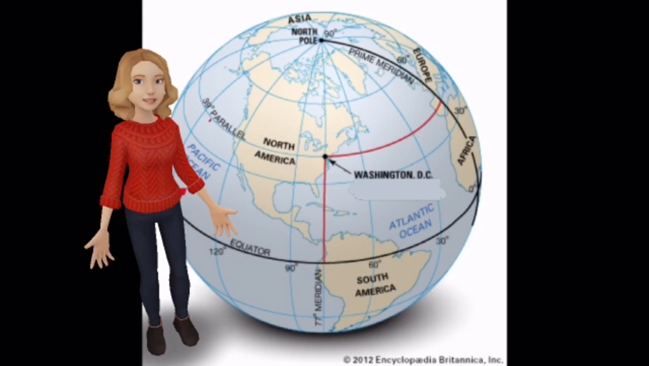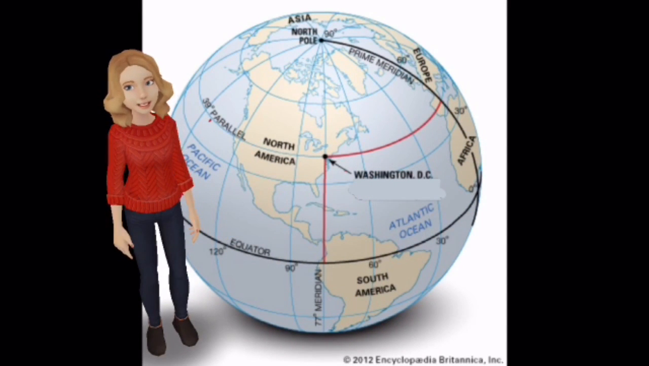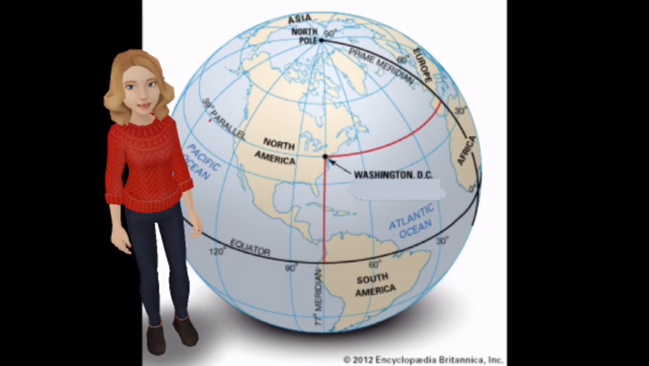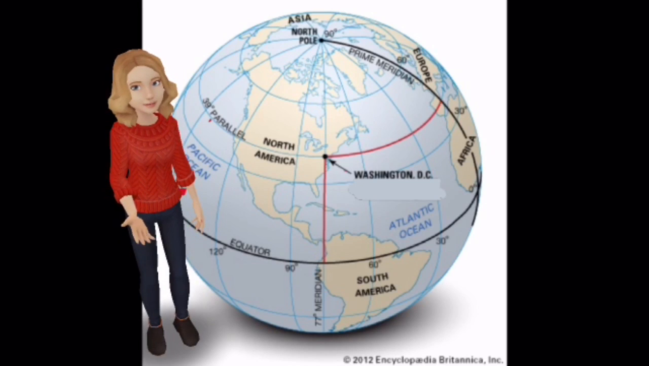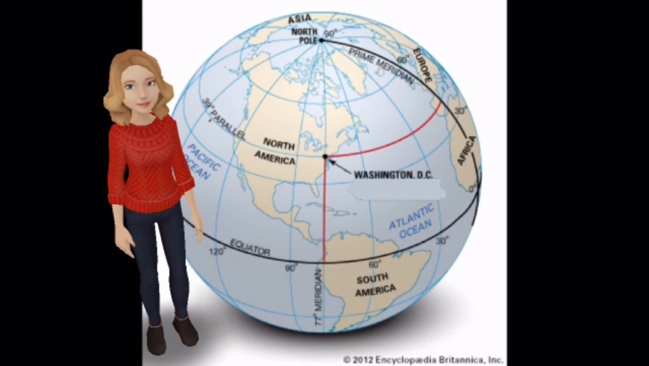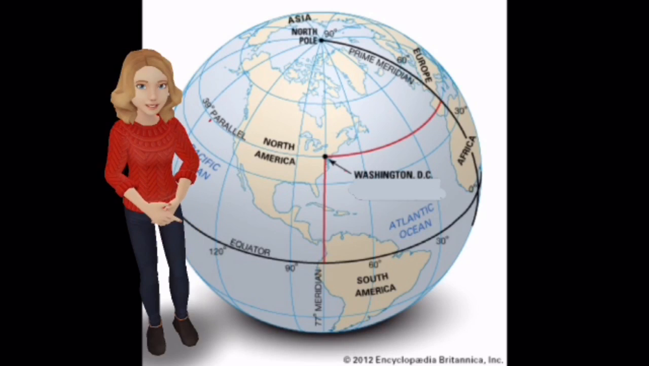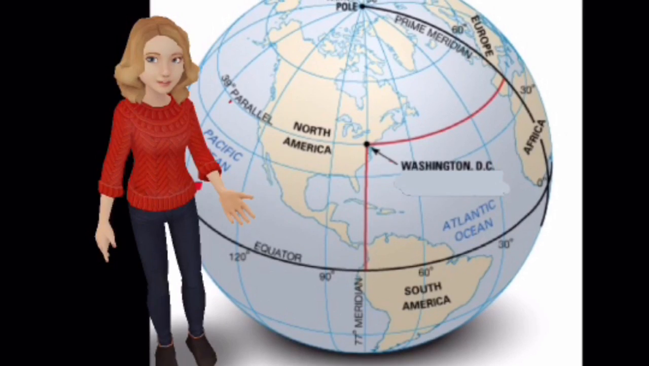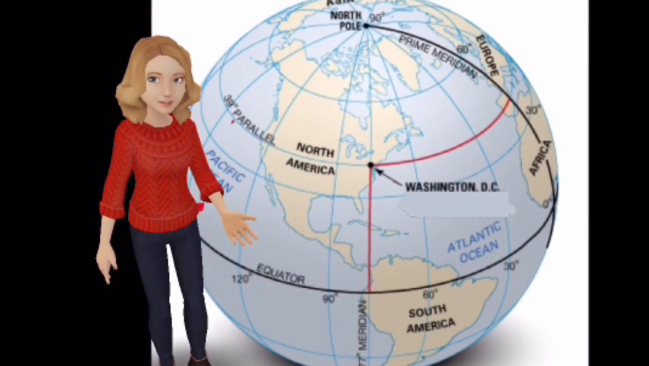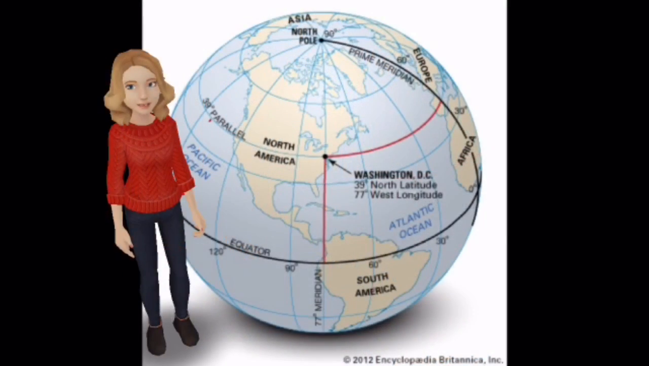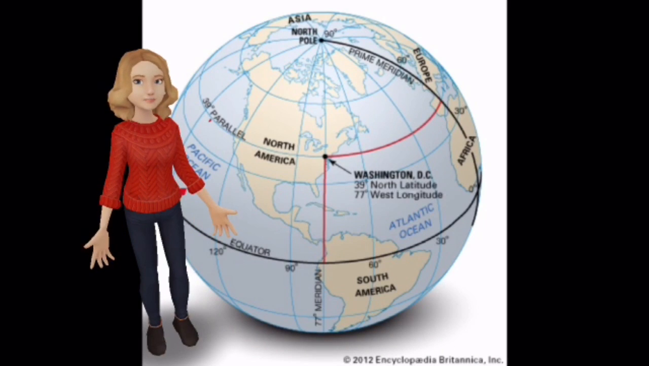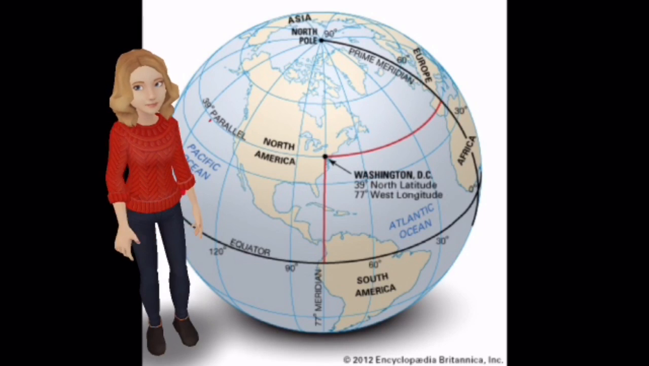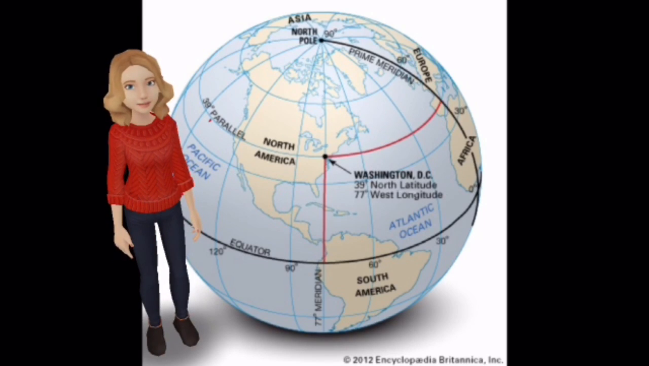Now let's take a look at Washington, D.C. Start at the equator and go up until you find the line of latitude where it's located. Then start at the prime meridian and go left or west to locate its longitude. Can you tell what it is? Here are the actual coordinates for Washington, D.C. Were you close? Please note that the latitude is always listed first.